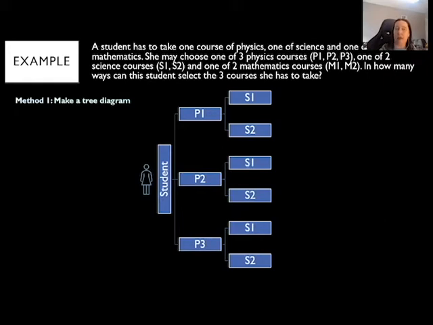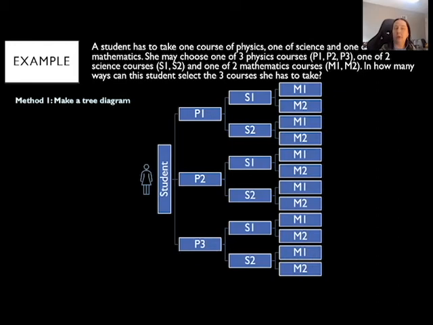And then she has to pick 2 math courses. So after she picks her physics and her science, then she has to pick math. So now there's 2 choices after that. So you can say, if we just look at the top tree, you can take physics course 1, then she could choose science course 1, and then she could choose math course 1. Or she could do physics course 1, science course 1, math course 2. So we're listing all of the different ways that she could choose her courses.